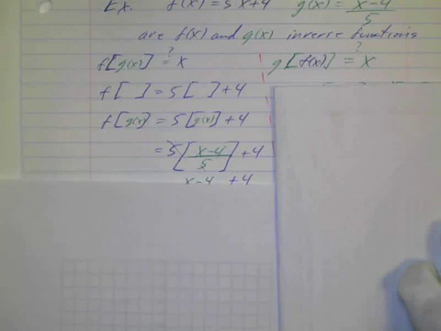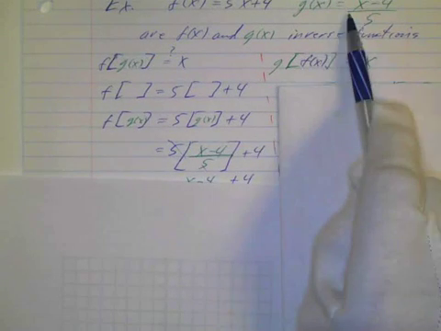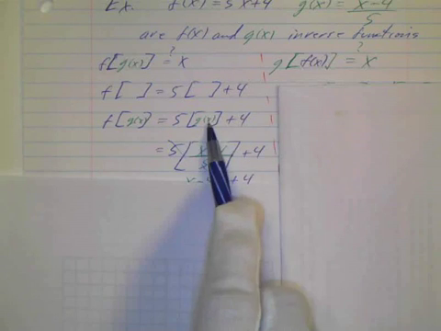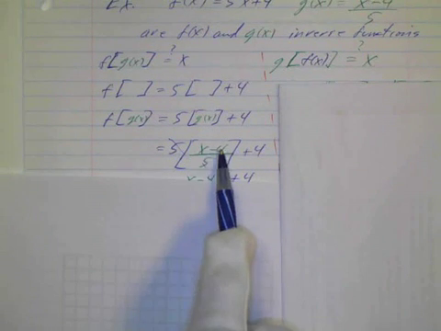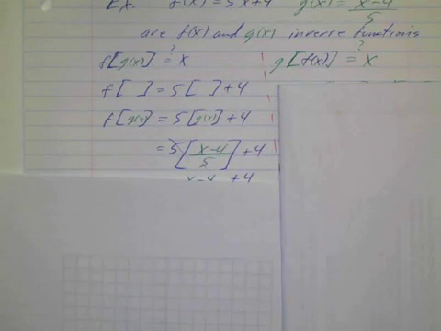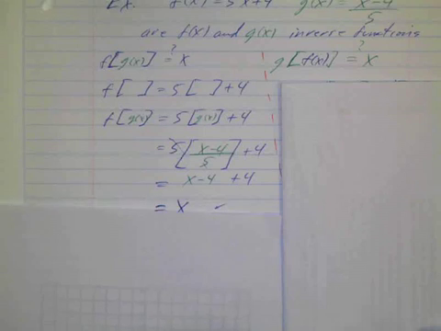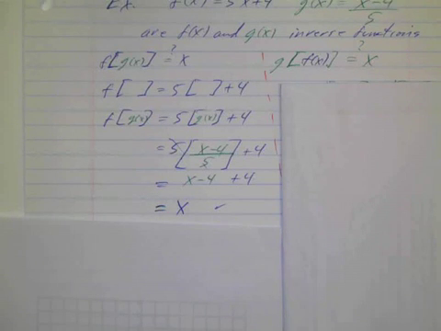And then every time I see a g of x, I'll put x minus 4 over 5. So that's what g of x is, x minus 4 over 5. And then I just simplify it. And 5 over 5 becomes 1, so I just have x minus 4 plus 4, which is just x. So that verifies that part. Now I've got to check the other side because it has to be both ways. F of g of x and g of f of x.